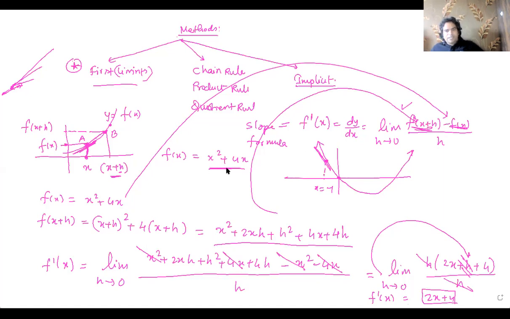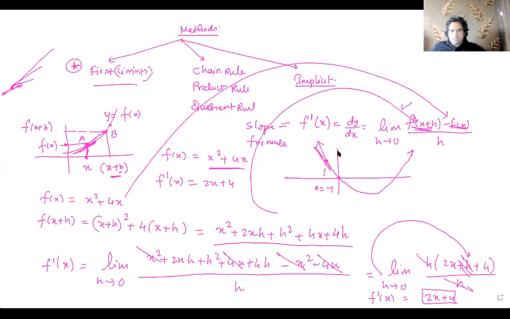So f dash x that we got, or dy by dx that we got, this is the formula which is going to be applicable for only this specific curve. So according to this, what we got is f dash x is 2x plus 4. Now this is our slope formula for this particular curve. Now how do we use this?